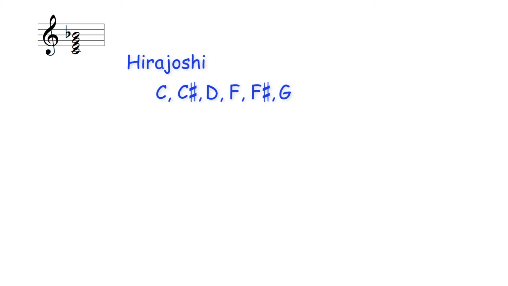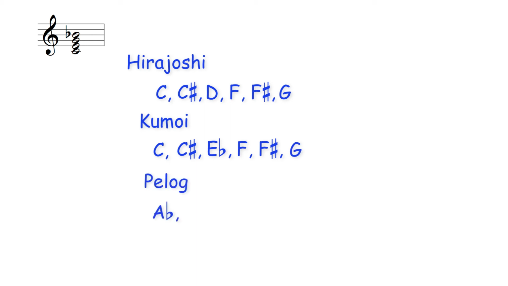Over a C dominant 7th chord, options include the following scales beginning on various degrees and altered degrees of the C mixolydian mode: the C, C sharp, D, F, F sharp, and G hirajoshi scales, the C, C sharp, E flat, F, F sharp, and G kumoi scales, and the A flat, B flat, and F sharp pelog scales.